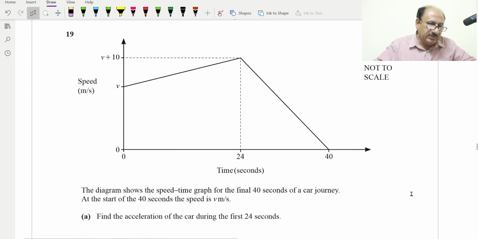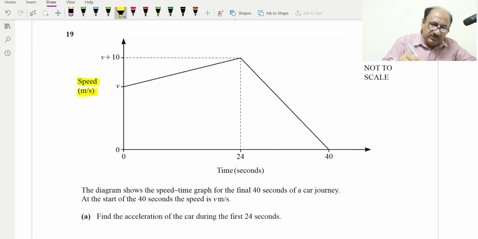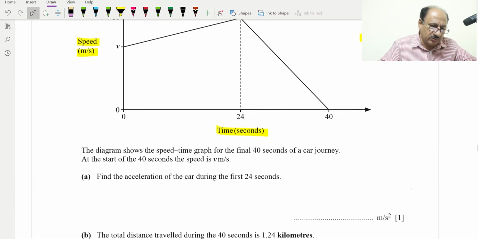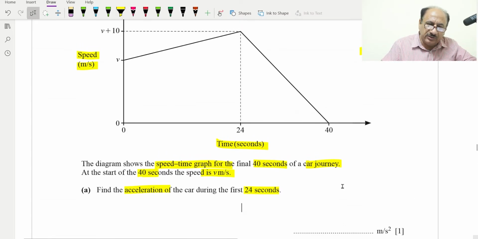Now question number 19, it's a little tricky question. They have provided a speed-time graph, speed in meters per second and time in seconds, and keep in mind the drawing is not to scale. The diagram shows the speed-time graph for the final 40 seconds of a car journey. At the start of the 40 seconds, the speed is v meters per second. Find the acceleration of the car during the first 24 seconds.